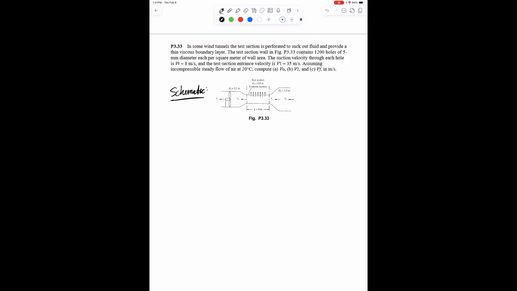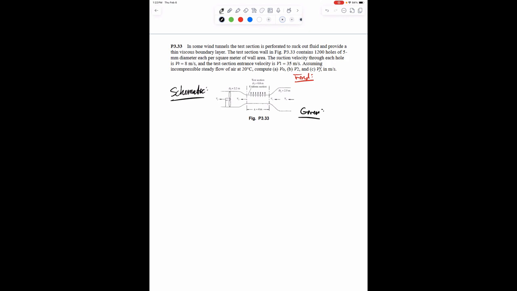And we're interested in finding the fluid velocities at certain locations within this wind tunnel, as shown here in A, B, and C above. We're given some values: while we're trying to find the velocity for certain sections in the wind tunnel, we're given the velocities at other sections, as well as the geometry, the cross-sectional area at those locations.